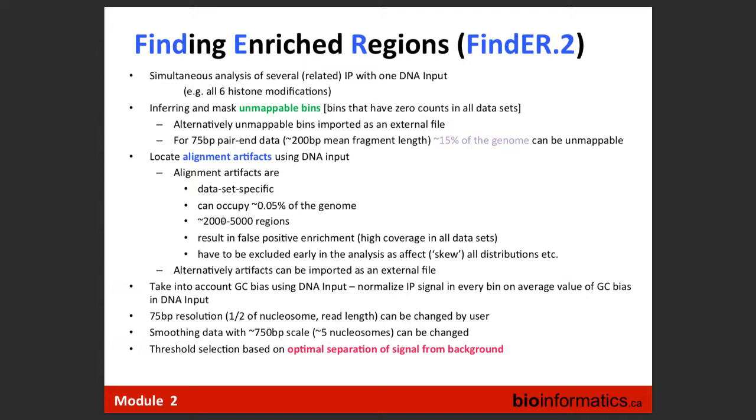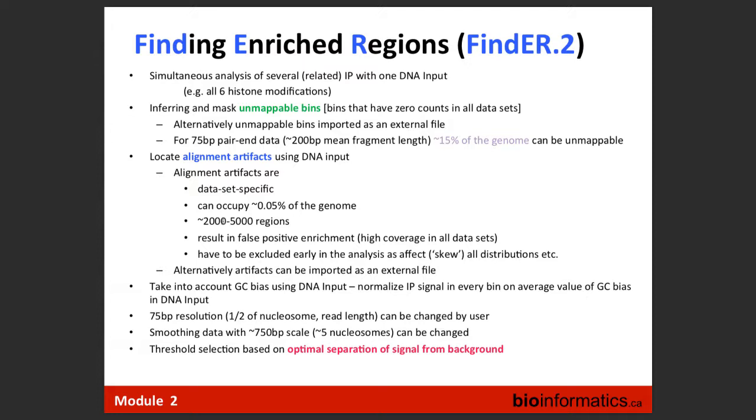Because we can't really, for every experiment, for every read length, run this synthetic data set and determine mappability. So in this particular case, Finder infers mappability from the data itself, and it uses a very simple trick. Imagine we have our paired-end data aligned on the genome. We have 6 different marks plus DNA input, so we have 7 different data sets.